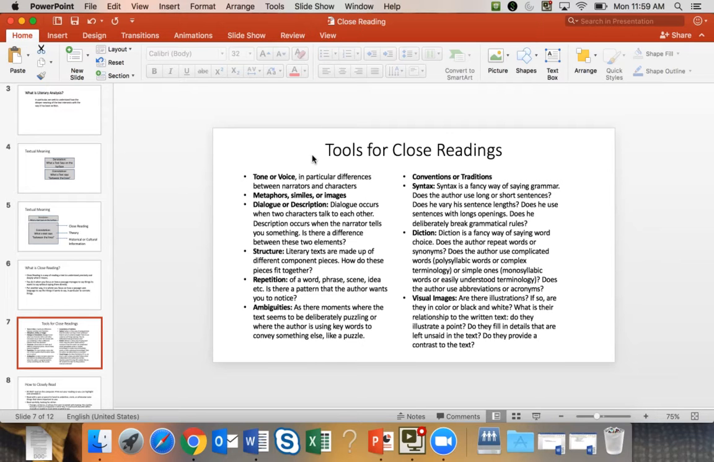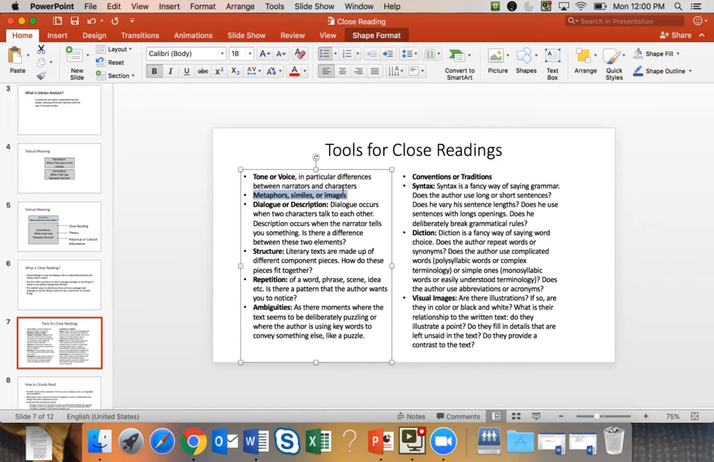So some of the things that we can look at when we're closely reading a text are things like tone or voice. In particular, the difference between the narrator's voice and the voices of the characters, but also more generally, the kind of feeling that the text evinces and why that might be. We can look at metaphors, similes, or images. A metaphor is a way of describing a phenomenon by using a different example.